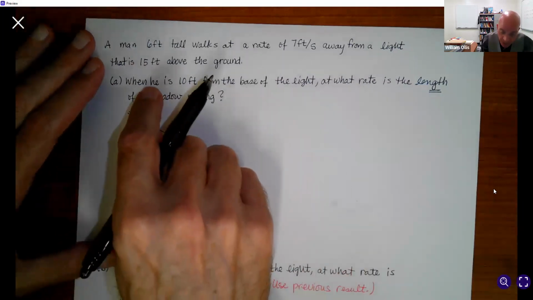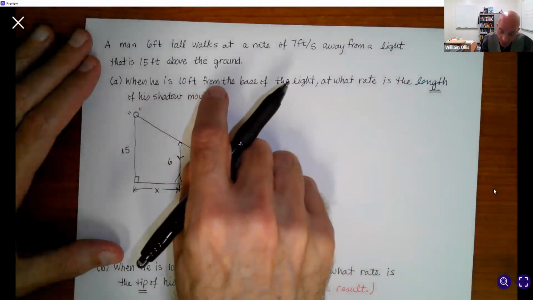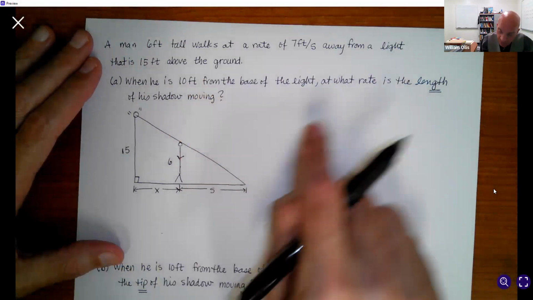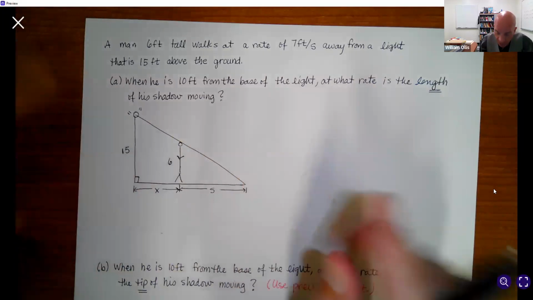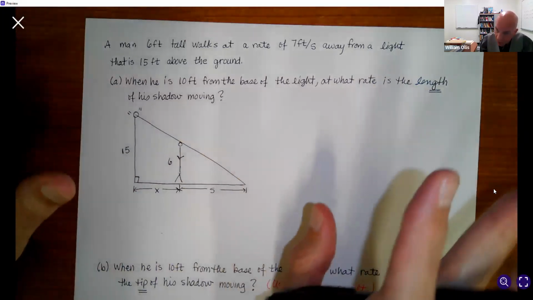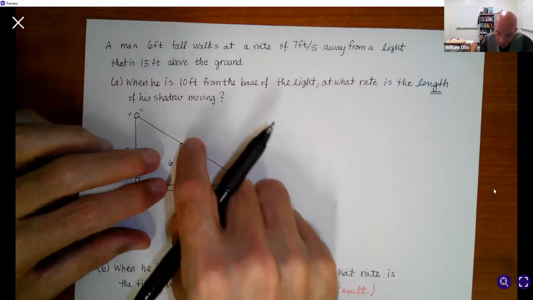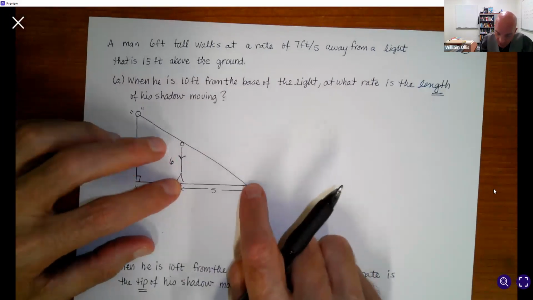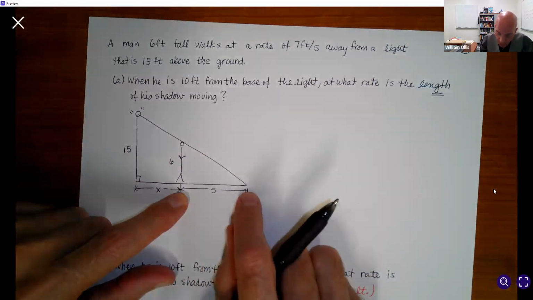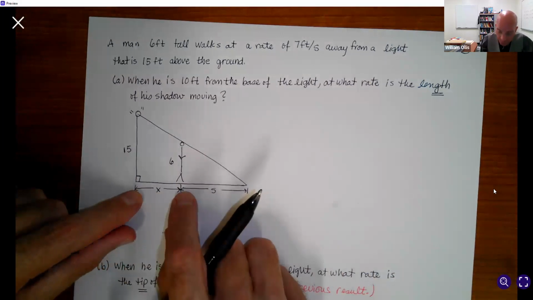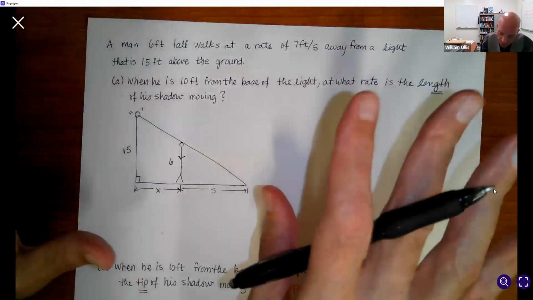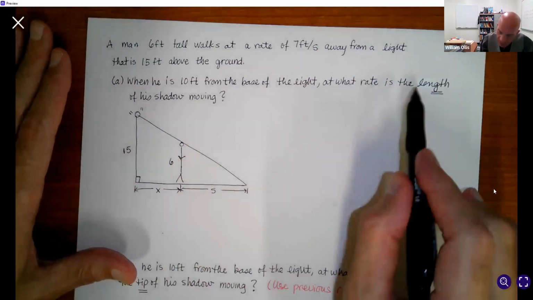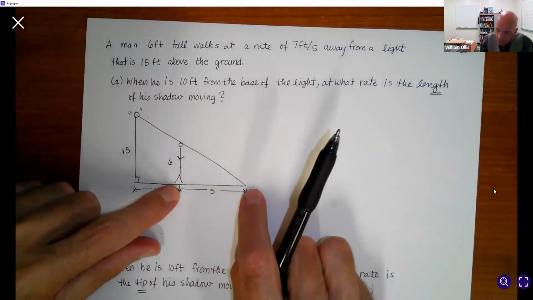Now then it says, when he is 10 feet from the base of the light, at what rate is the length of his shadow moving? So the way I've arranged this is that, of course, as the light is cast, the shadow is here. And so I've used S for shadow, and then just the distance from the base of the light, I just call that X. So when we look at this, we see the length of the shadow moving. We're looking for S prime.